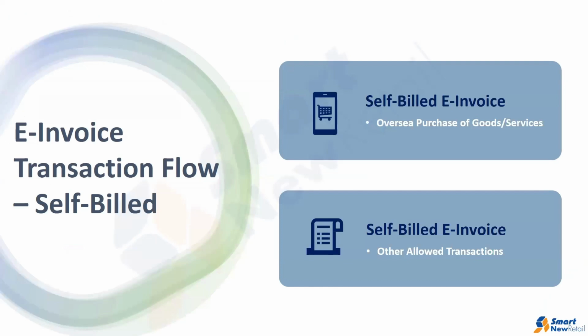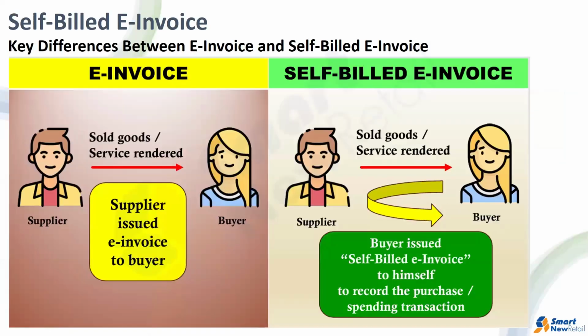So now we'll have the transaction flow for self-bill. Okay, we have self-bill invoice for overseas purchase of goods and service. Another one is for other allowed transactions. So what is the difference between invoice and self-bill? Okay, a normal invoice is where the supplier issues an invoice to the buyer when goods are sold and service rendered.